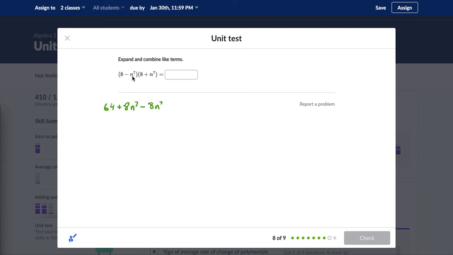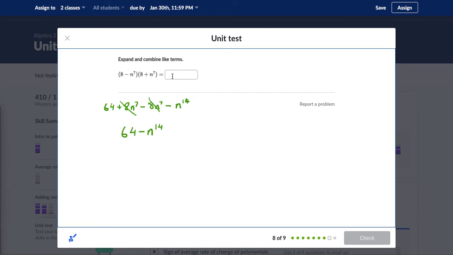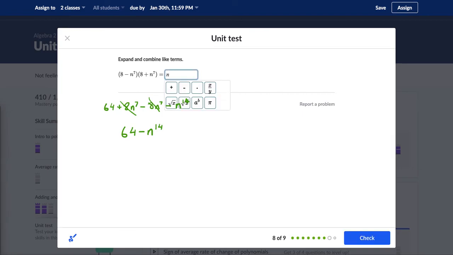And now we've got negative n to the 7 times positive n to the 7. Well, that's going to be a negative n to the 14, right? So squaring those two gets you a power of 14, right? So you see what's going on here. These two middle terms cancel out when you combine like terms, and you actually get 64 minus n to the 14. And in standard form, of course, that would be reversed in order. That would be negative n to the 14 plus 64.